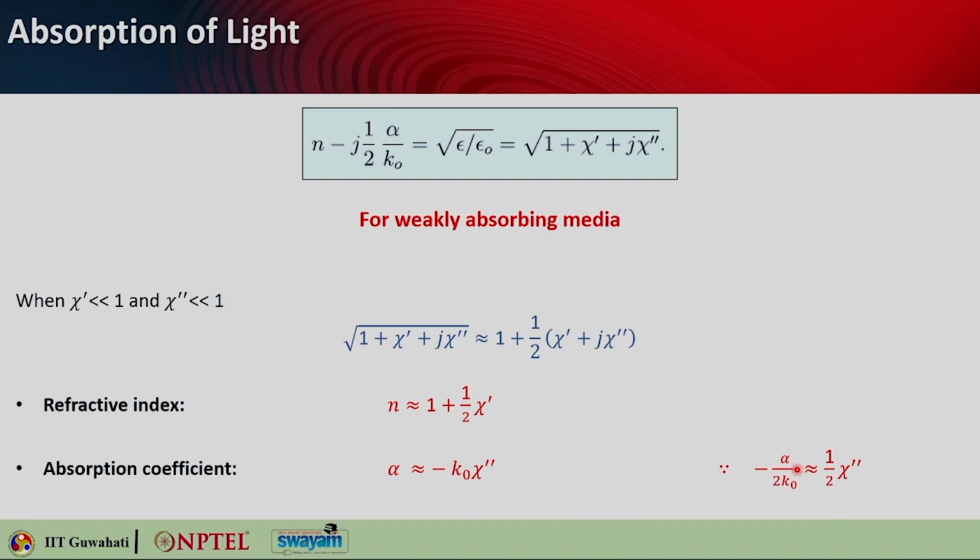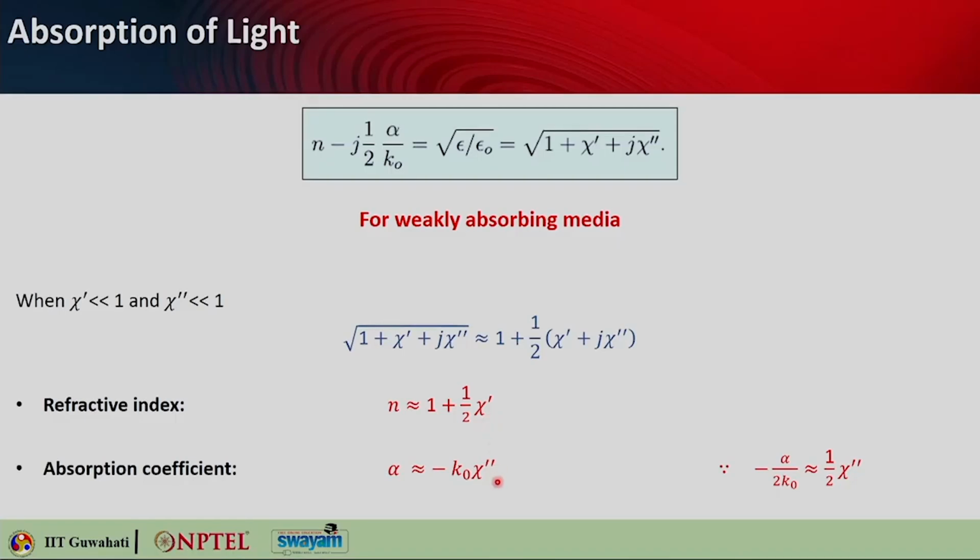So, from that you can find out that alpha is basically k naught chi double prime, and there is a minus sign, so minus k naught chi double prime. What is k naught? Again, k naught is basically the wave number in free space. So, this is how you can find the relationship between the refractive index and the absorption coefficient in a lossy dielectric medium from the electric susceptibility, which has real and imaginary components.